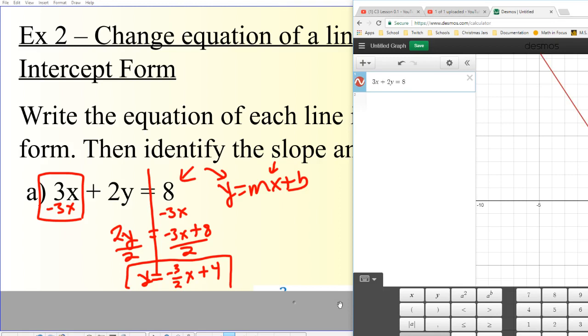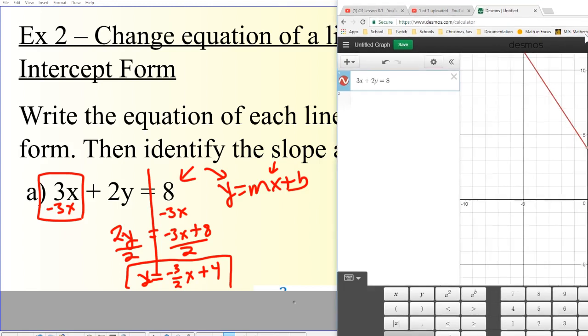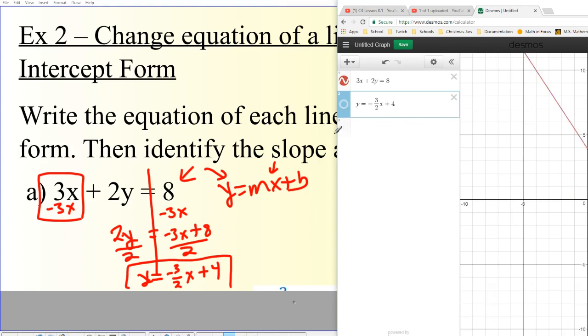Okay, so that is the line. 3x plus 2y equals 8. Now, I'll make a new one. y equals negative 3 divided by 2, and I'll tap out here, x plus 4. Now, it made this one in blue, the other in red.